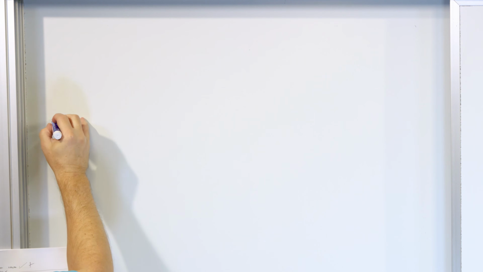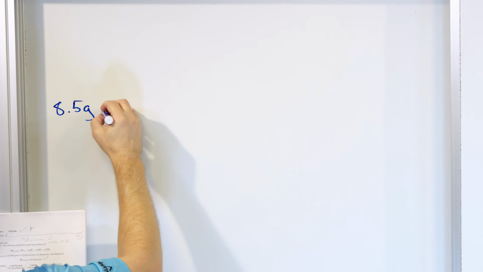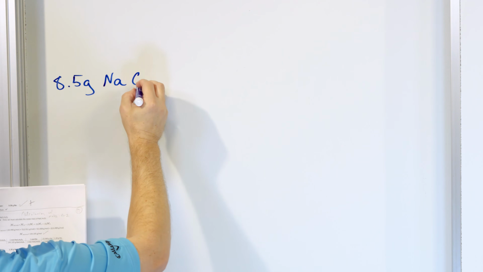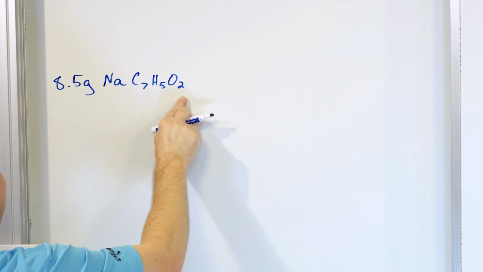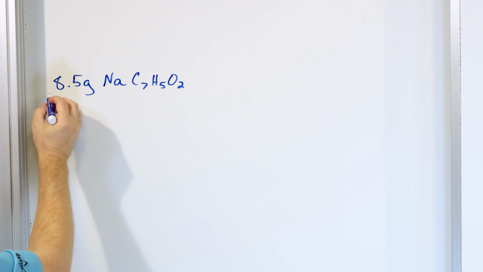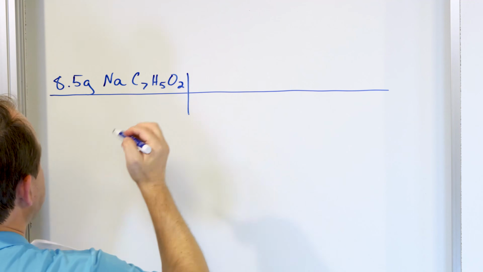So as always, the very first thing we want to do is write down what we are given. And what we are given is that we have 8.5 grams. And grams of what? We have to write down the whole thing. So it's NaC7H5O2. If you don't write this down, then you're going to get confused at some point. I can virtually guarantee it. So don't just write down grams. Write down grams of whatever it is you're talking about.